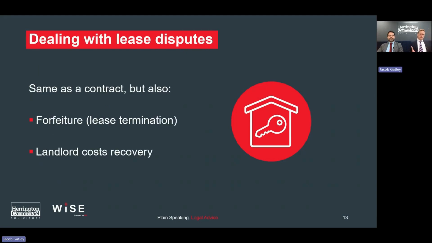So in terms of dealing with lease disputes, they are contracts, so many of the same points we were talking about apply. However, there are two additional issues, which are that in a lease, obviously, is forfeiture. The lease can be terminated, and landlord's cost recovery. The landlord typically has the ability to recover its legal costs in a lease, and that can just add significant difficulties to a tenant because the tenant doesn't have the same ability to recover their costs except under the usual court rules.